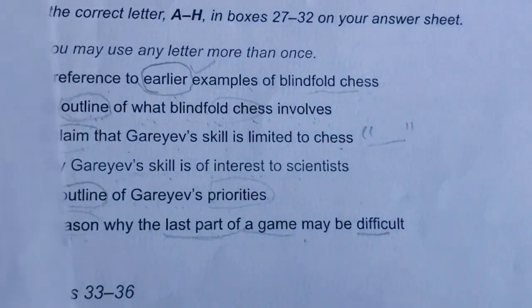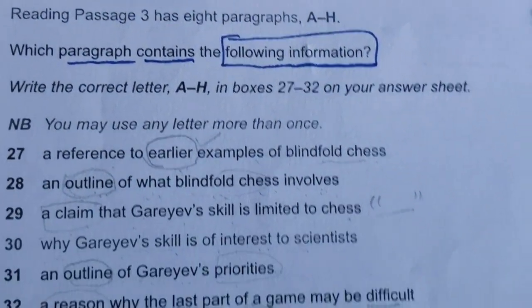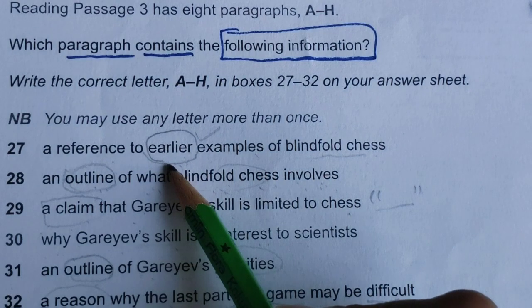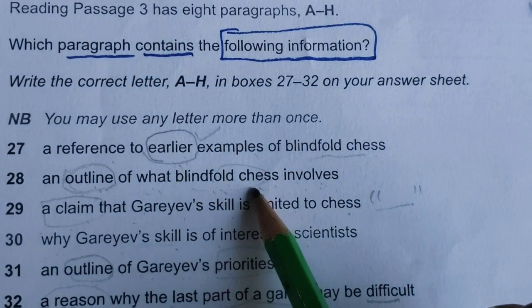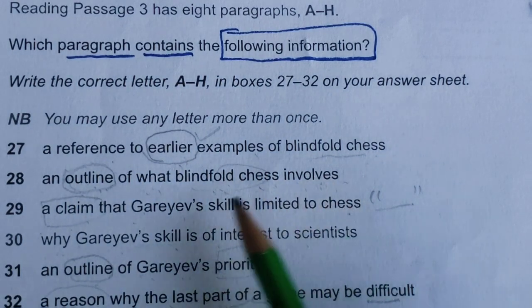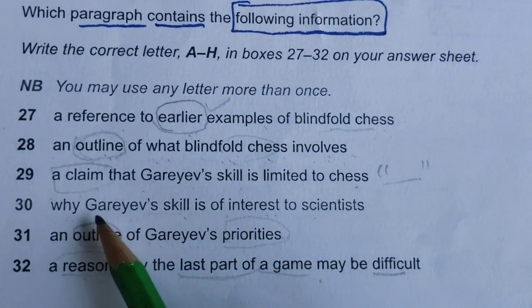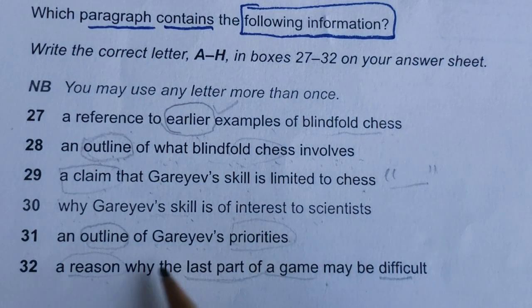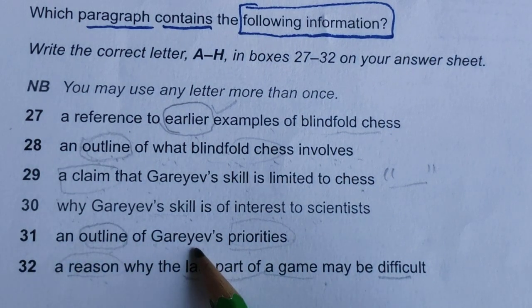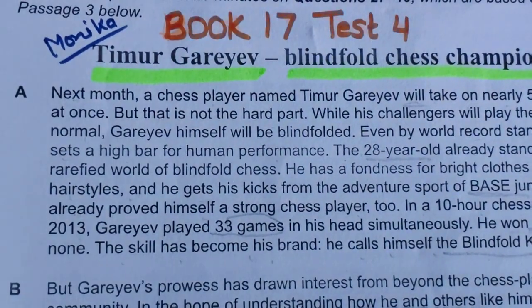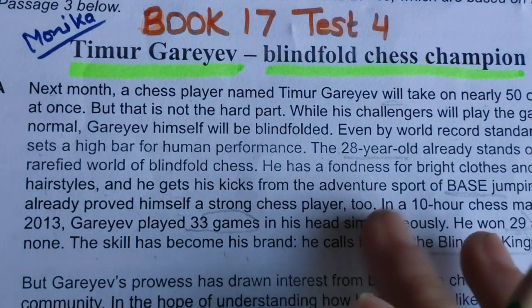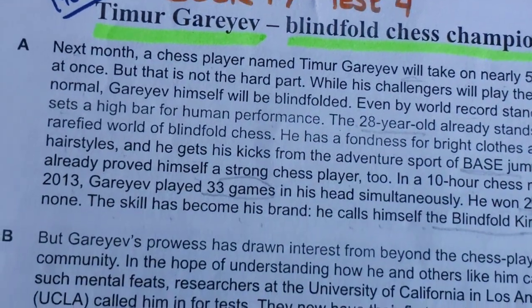So let's find the options. Does it reference blindfold? No. So this was not explained. This chess involves no claim. So nobody is claiming in paragraph A. Why Gareyev's skill is of interest to scientists? No. An outline of this person? No. So I'm leaving A because I don't think there is any option over here matching.